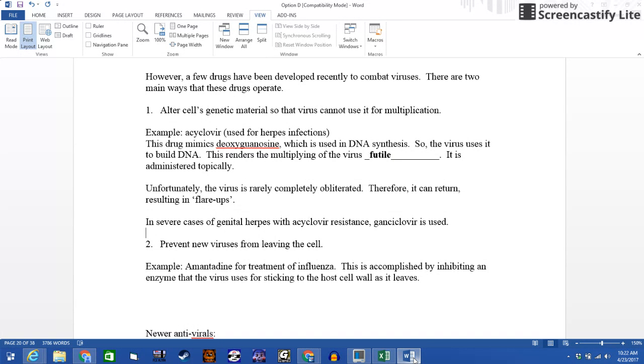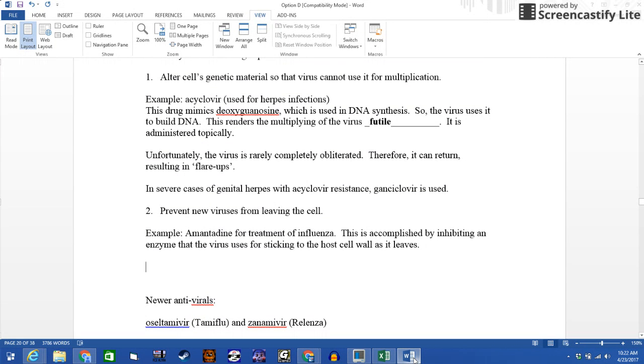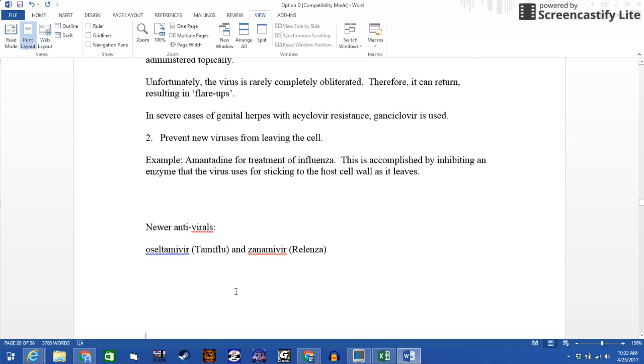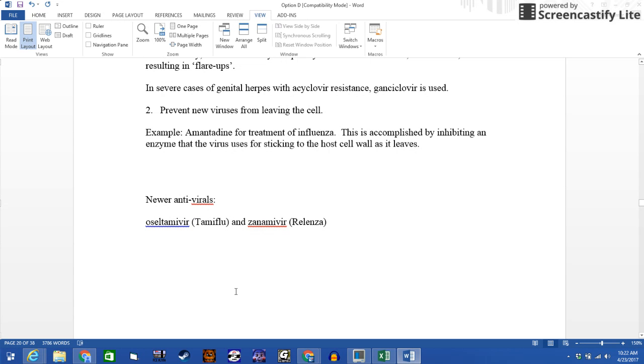So that's one method. Alter the cell's genetic material so that the virus can't use it. One other way to do it is to prevent the new viruses from leaving the cell, and that is amantadine, which is used for the treatment of flu, and this is accomplished by inhibiting an enzyme that the virus uses for sticking to the host cell wall as it leaves, and so the new viruses can't leave the cell as well. And this actually is a similar technique that is used for some of these newer antivirals like oseltamivir, which is Tamiflu, and zanamivir, which is Relenza. Those are the two key drugs used for flu treatment.